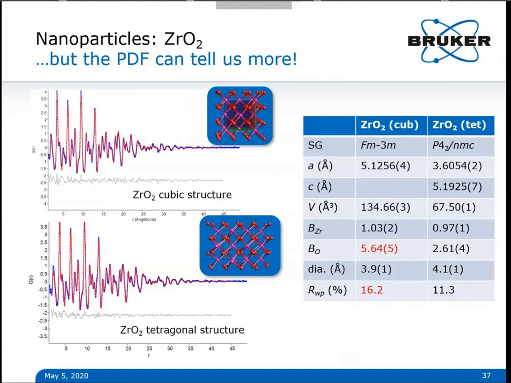So comparing the fit to the PDF using both the cubic and tetragonal zirconia structures, we can see that while the cubic model does indeed give a decent fit, the tetragonal model fits significantly better. Additionally, looking at the structural parameters, like for example, the atomic displacement parameter of oxygen, here it's around 5.6 in the cubic model, can give us an indication of disorder or perhaps just an incomplete model. So I think that's the end for this example, Christina.